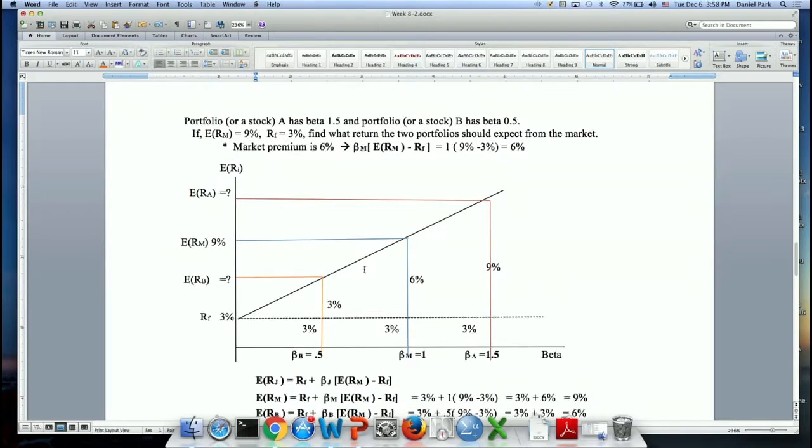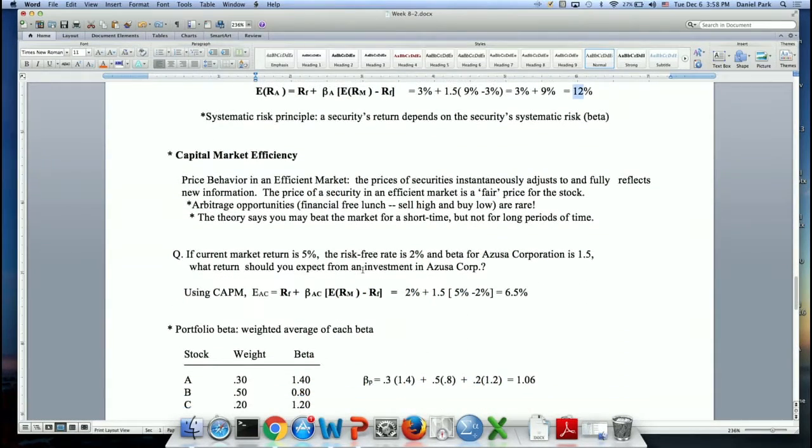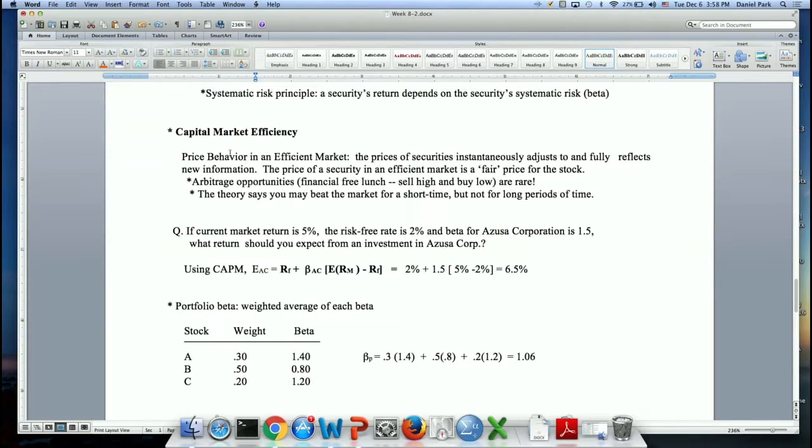Okay, now we have got those numbers. Easily we can get it using the formula. And capital market efficiency. Price behavior in an efficient market. That means the market is very efficient. Another way, if any information comes in, then price will be adjusted very quickly and fully. Another way, taking profit without much effort is not possible if the market is efficient. So anytime the market is efficient, that means what we call arbitrage opportunity. That means a financial free lunch, sell high, buy low, without additional cost, is very rare.